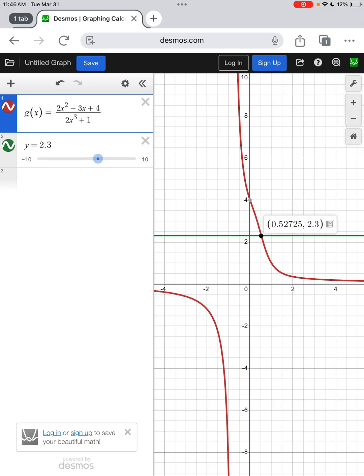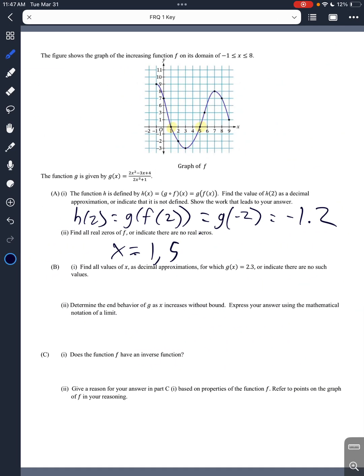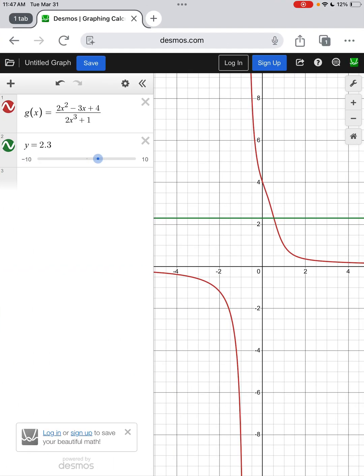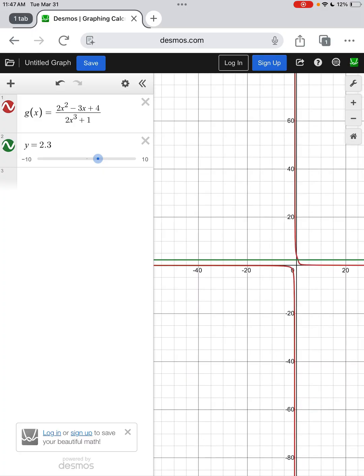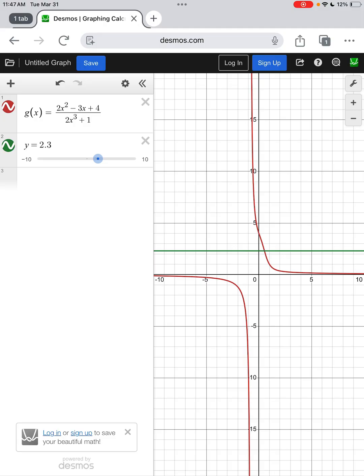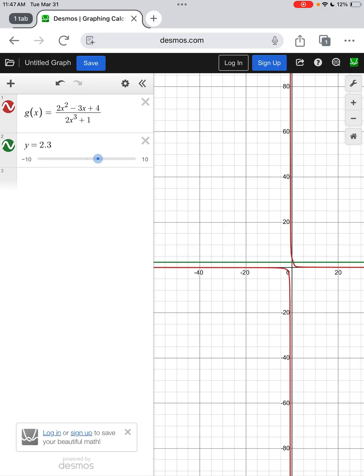In this case, this is 0.5272. If you truncated and you just said 0.527, that's fine. In this case, if you round, you get the same thing. So this is x equals 0.527. One thing I would recommend doing, zoom out. Sometimes there are multiple answers, and if you're in this default view, you might only see one. But in this case, just one answer.